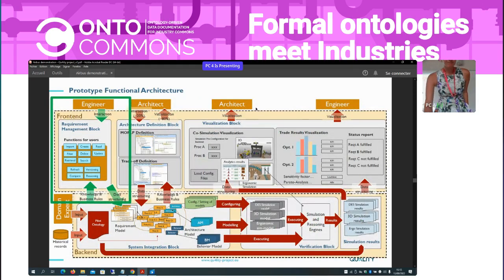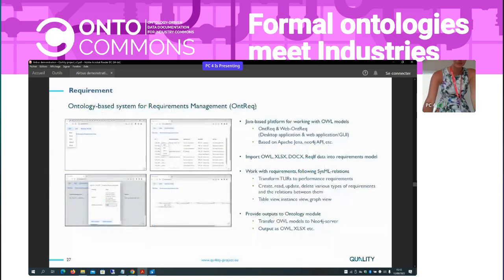Okay, going to the requirement management block, we'll speed up a little bit here. We have a system on rack, a Java-based platform working with OWL models. This system was receiving requirements, which are text-based, and it was cleaning the information to fill out what requirements the engineer was receiving, so that the architect can then define the performance requirements.